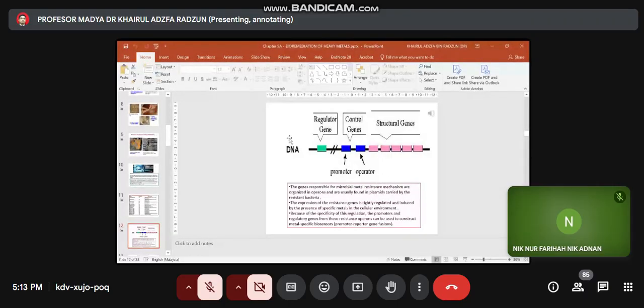So we have the regulator gene, the gene that will regulate the expression. The regulatory gene will control the control genes, and so it will regulate the structural genes to be expressed. The genes responsible for microbial metabolism mechanisms are organized in operons. So this structure is called an operon. It must comprise a regulator gene and control genes, which basically comprise the promoter and operator. And we have the structural gene that will be expressed when the metal is present.